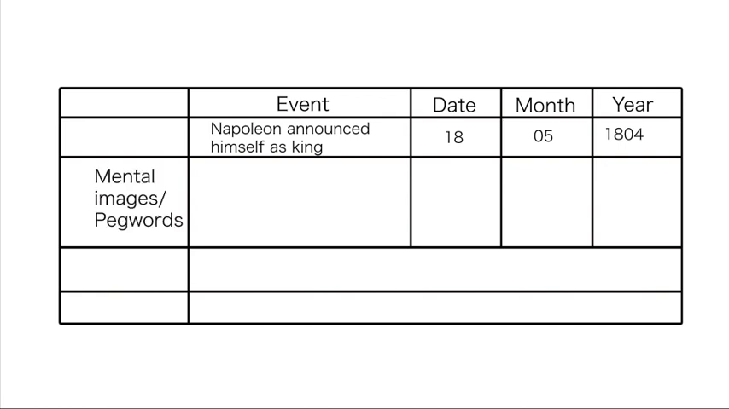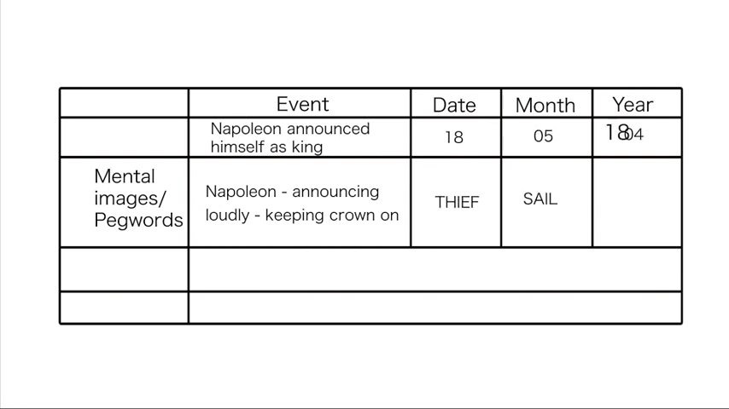Let us see one more example. Event. Napoleon announced himself as king. Date. 18. Month. May. Year. 1804. Mental image or peg words. Napoleon announcing loudly, keeping the crown on. For 18th, the peg word is thief. For 05, the peg word is sale. For 18, the peg word is thief. And for 04, the peg word is sir.